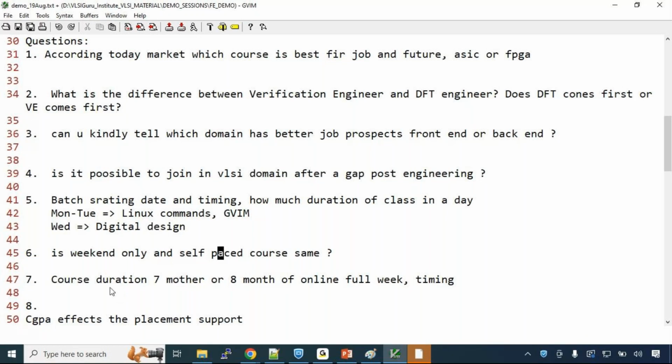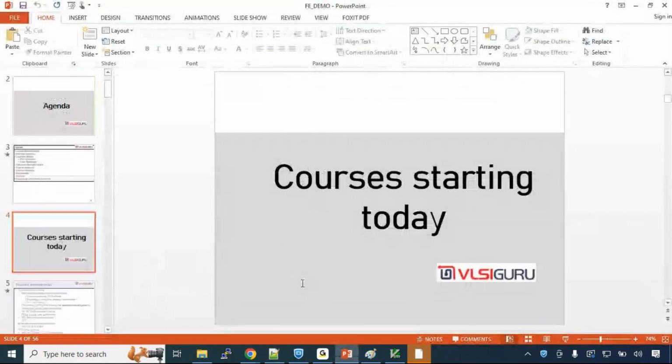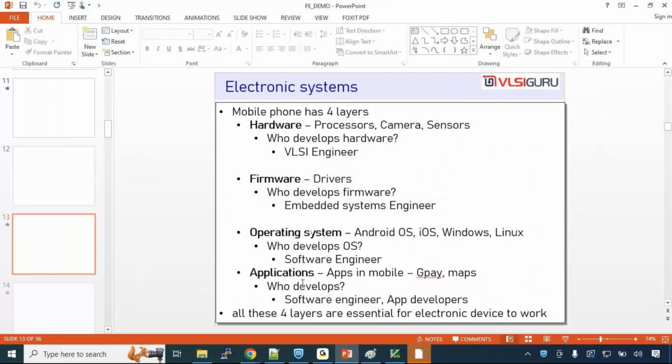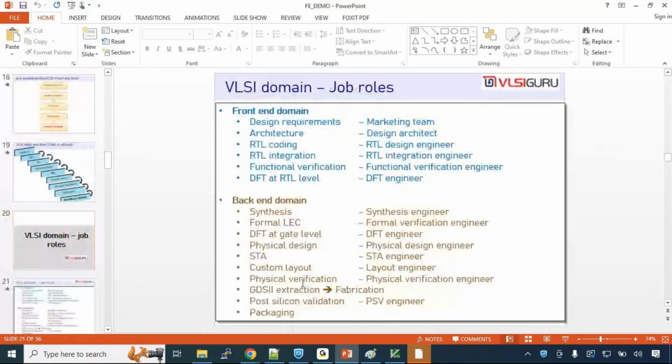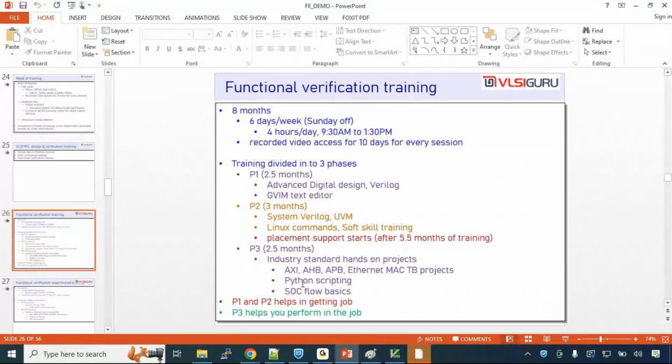Next, is the course duration 7 months or 8 months? Course duration is 8 months. I told you the schedule. What is that? 8 months, 6 days per week, 4 hours per day. Remember this slide? But your placement support starts after 5.5 months only.